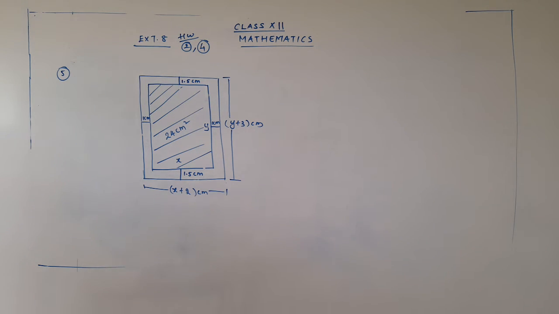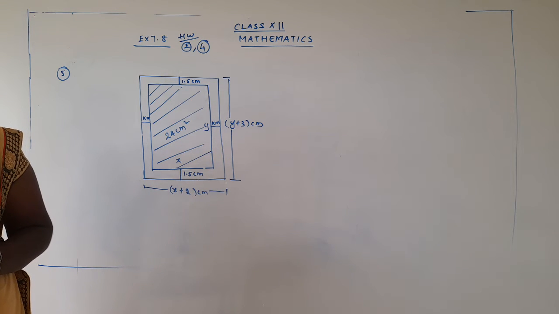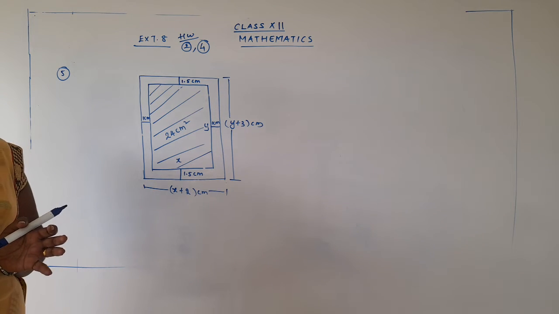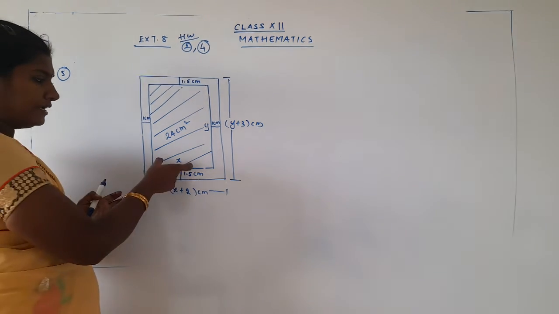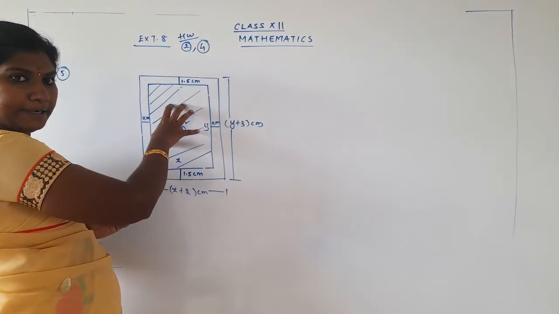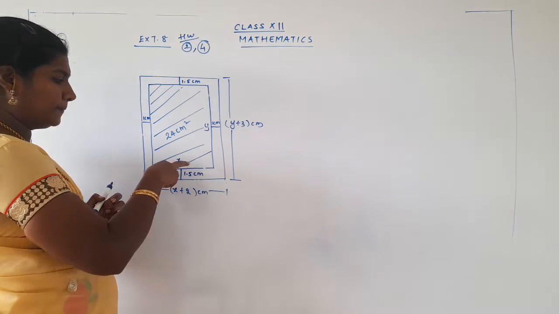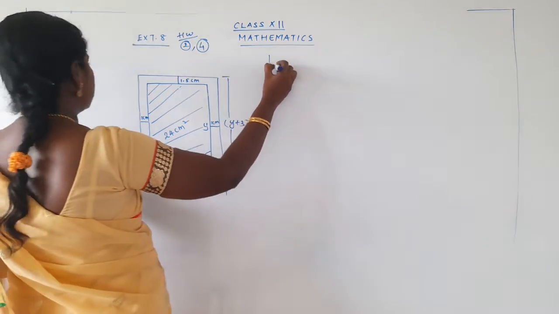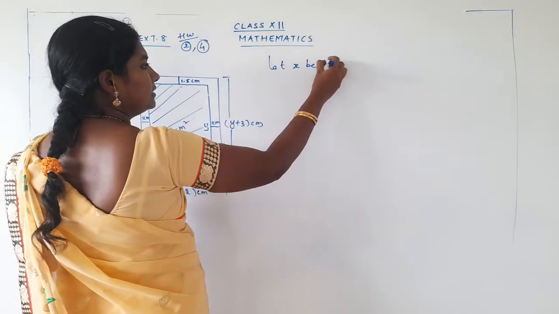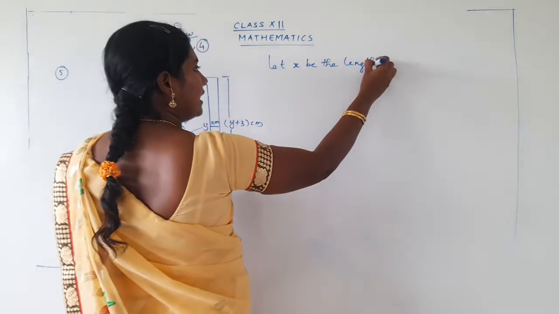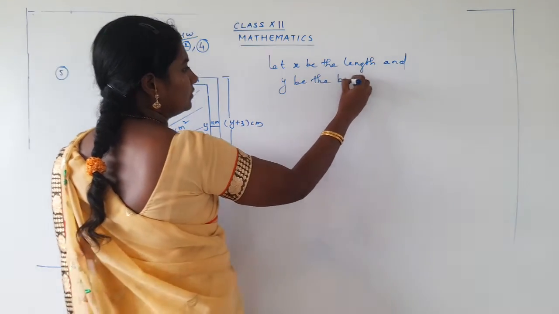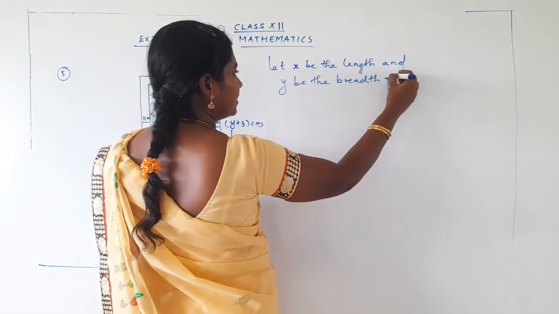Okay, now let's try to write out the statement over here. A rectangular page is to contain 24 centimeter square of print. Okay, so 24 centimeter square of print means you are being given the area of the printed part. And what is the length of the printed part? x. And what is the breadth? It is y. So just write down here: let x be the length and y be the breadth of the printed page.